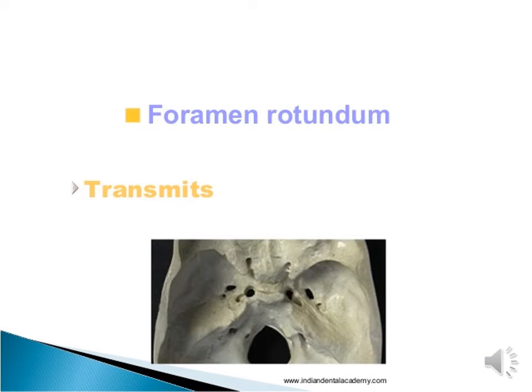We have three foramina within the floor of the middle cranial fossa, within the greater wing of the sphenoid bone. The first one, the anterior one, is the foramen rotundum. It is a small foramen that transmits the maxillary division of the trigeminal nerve, the second division of the fifth cranial nerve.